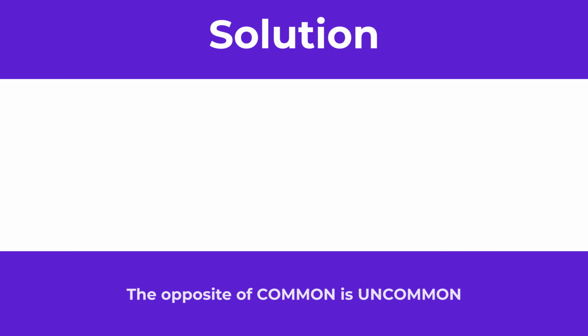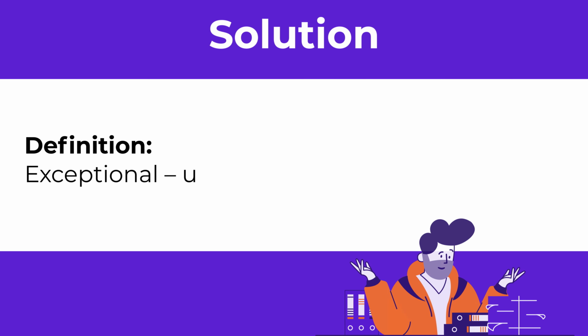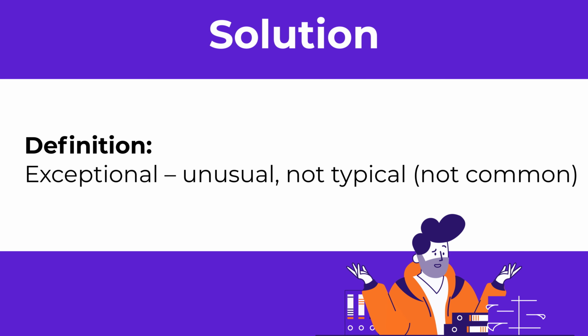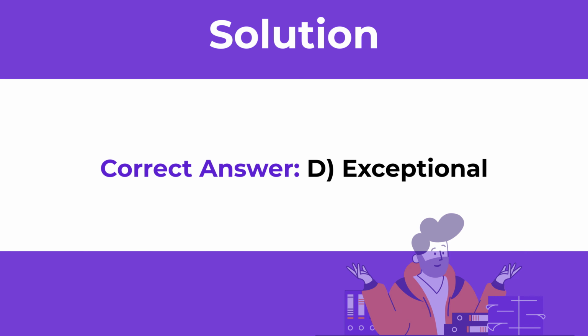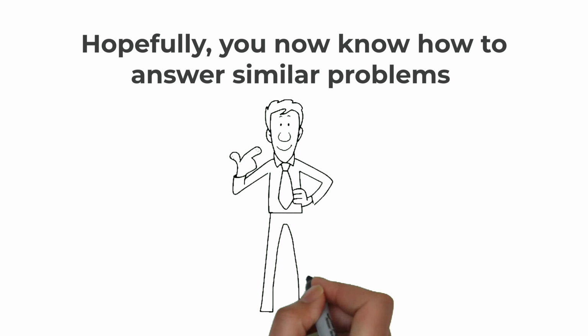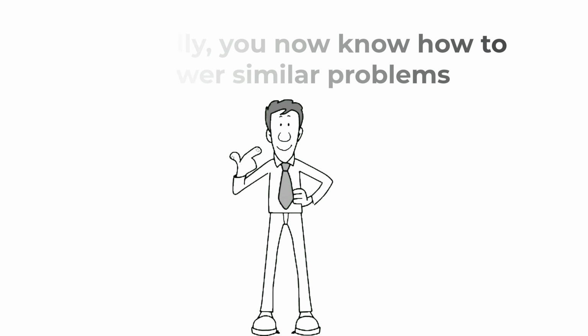Let's look at the definition. The definition of exceptional is unusual and not typical, which is not common. So the correct choice here is choice D, exceptional. Hopefully you've nailed this question and now know how to answer similar problems on the test.